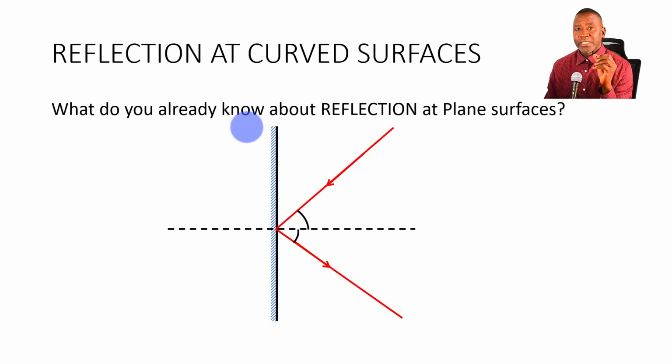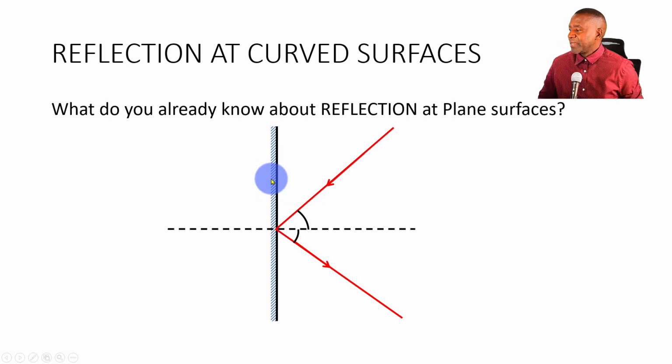Now, before we look at the reflection at curved surfaces, what is it that we already know in a reflection at plane surfaces? What is a plane surface? It's a mirror whose surface is plane. It's flat. It's not curved. You have already looked at this in reflection at plane mirrors, when you looked at rectilinear propagation of light. So, this is a plane mirror. This is the reflecting surface, and you can see how we represent that.